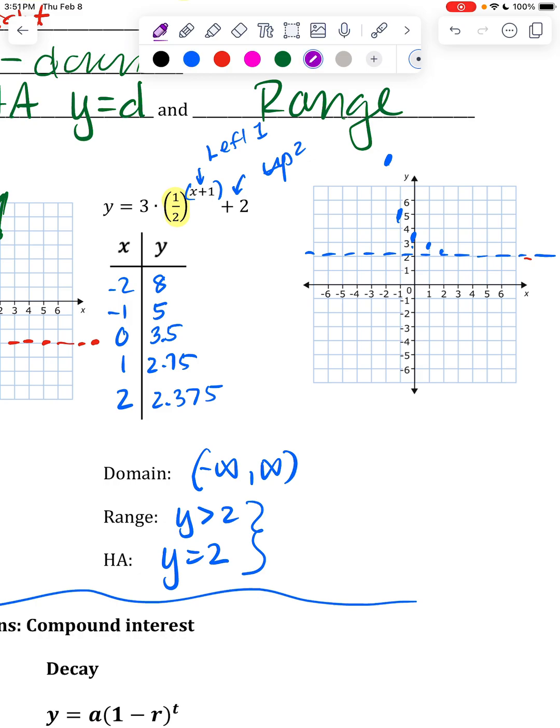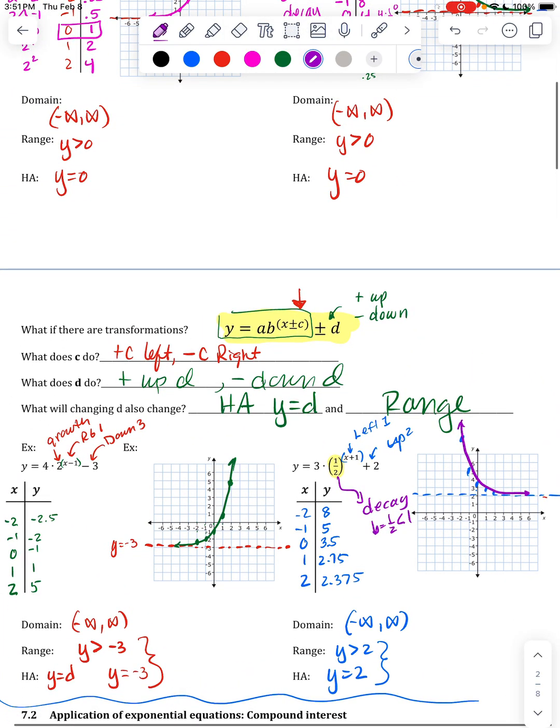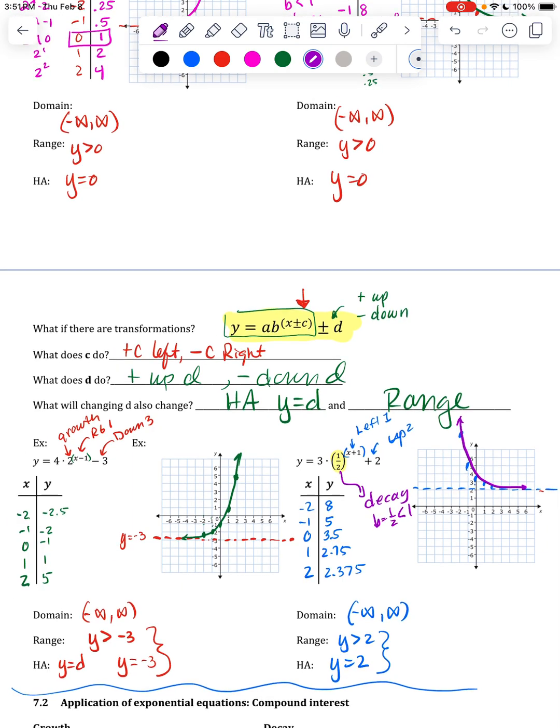So it actually looks exactly like you would expect. It's coming down from left to right really fast at first, and then less and less and plateaus. And the reason this one is coming down from left to right is that it's decay, because my b is 1/2, which is less than 1. That, my friends, is 7.1. So the worksheet's just going to have you go through and graph them. Make sure you draw your horizontal asymptote as a part of the graph. Thanks, guys.